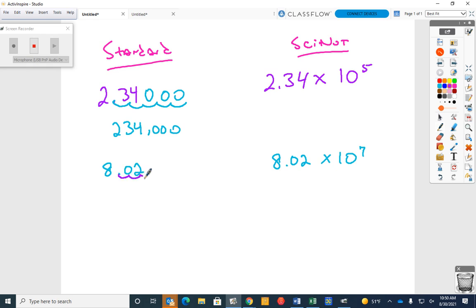1, 2, 3, 4, 5, 6, 7. What do I fill in those spaces with? Okay. And I'm going to rewrite this all nice and neat. 802,000,000. Put a comma here and a comma here. Okay, how many of you guys understood that? Pretty easy, right? Okay. What's your question?